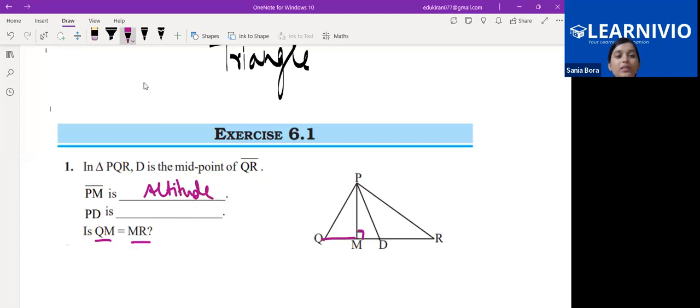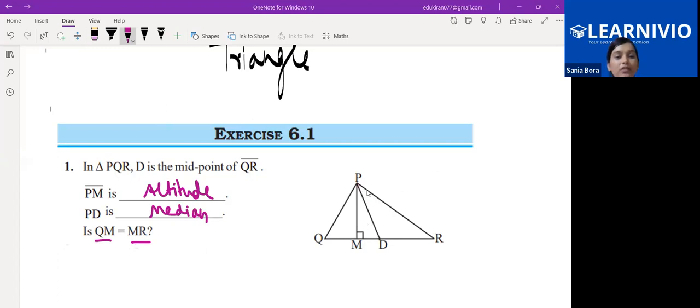Okay. Now PD is, who will answer me, Manisha? PD is? Straight angle. From where you got angle? This line, how can this be angle? Okay, Ananya. Median. Yes. PD is median.